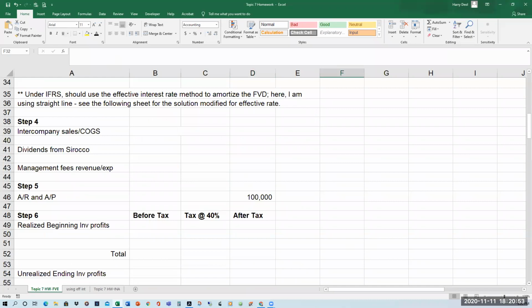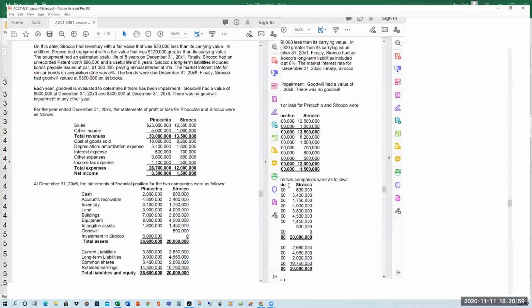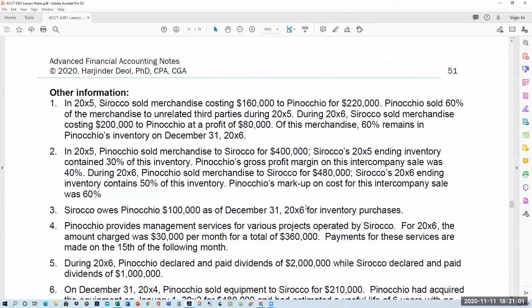Next up, we identify intra-company revenues and expenses. So in the problem, we're told in the year 2006, so now this is important, we are interested in the year 2006, but during 2006, Sirocco sold merchandise costing $200,000 to Pinocchio at a profit of $80,000. So the sales value is 200 plus 80, 280,000.